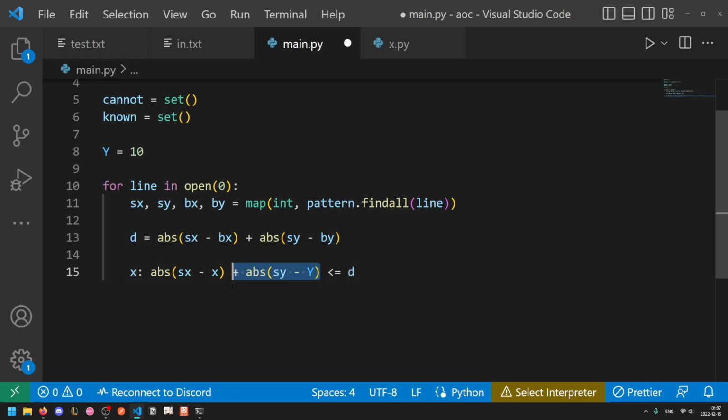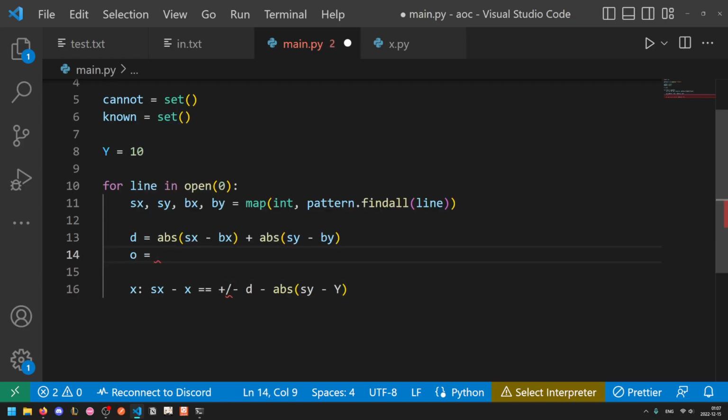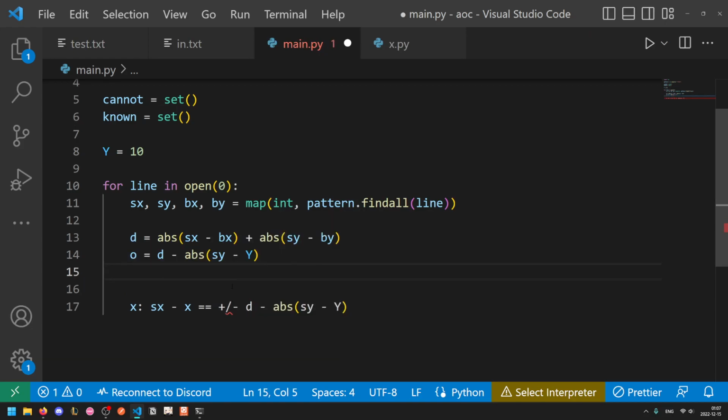And so we can move this to the other side because it's already known. And we get this here. And so the boundary of this range is going to lie at the maximum and minimum values, which are when these two are equal. In other words, sx minus x should be equal to plus or minus d minus the absolute value of sy minus y. So we'll call that value O for offset. It's going to be d minus abs(sy minus capital Y).